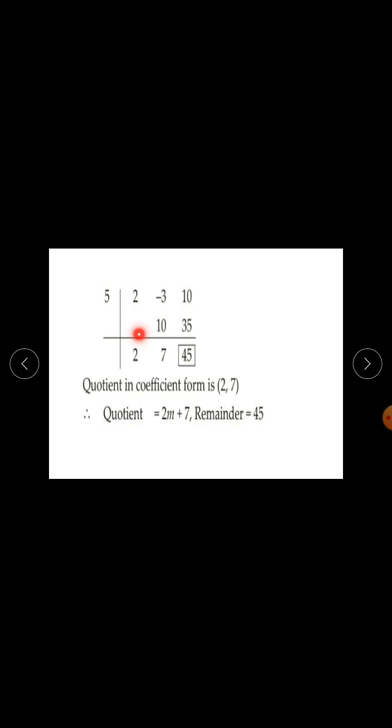Now write the first coefficient as it is in the third row. Now find the product of 2 and 5. 2 fives are 10, and write that 10 below this minus 3. Now add these two numbers. Minus 3 plus 10 is 7. So write that 7 here.